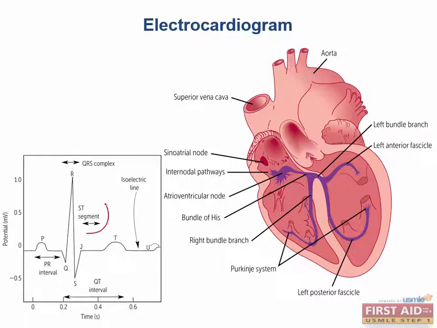Now the ST segment is simple. It's just an isoelectric point between the S and the T waves. It tells us that the ventricles are depolarized. What about this J point here?